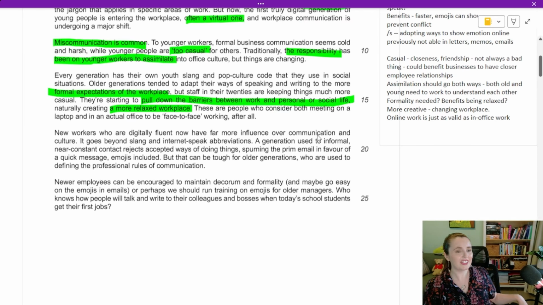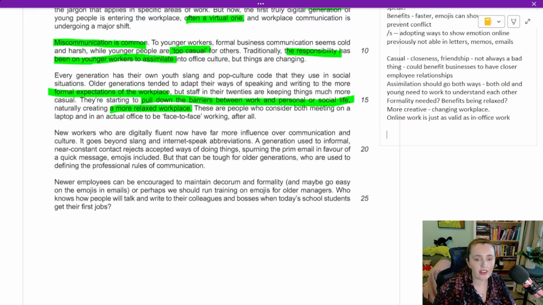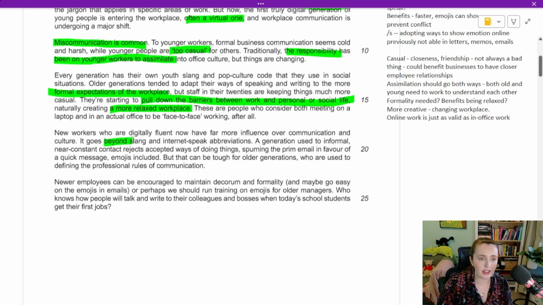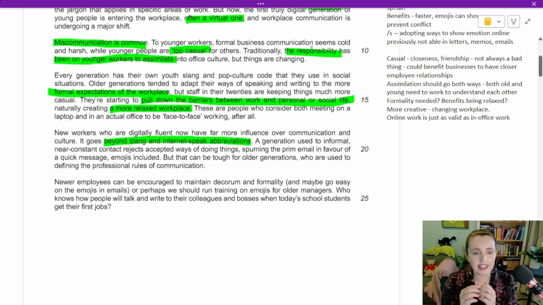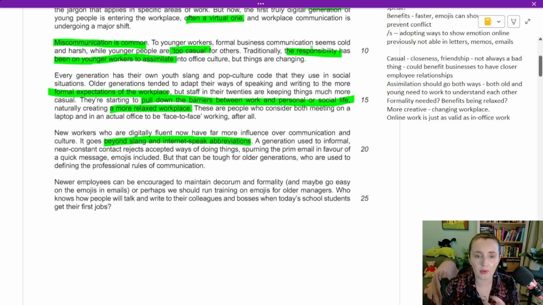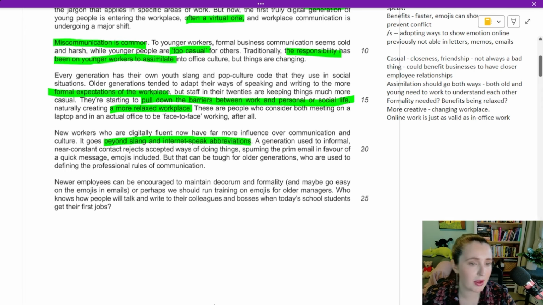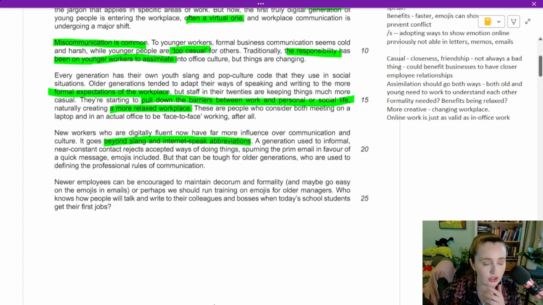I'm defending myself. New workers who are digitally fluent now have far more influence over communication and culture. It goes beyond slang and internet speak abbreviations. So many students, when I've seen this, they just focus really heavily on don't use slang, don't use OMG, don't use emojis. But it's not about those small things. It's actually just about the tone and the way that we communicate with each other. So don't get too focused on slang and emojis. This is about communication more broadly. I've seen students go quite wrong with that.